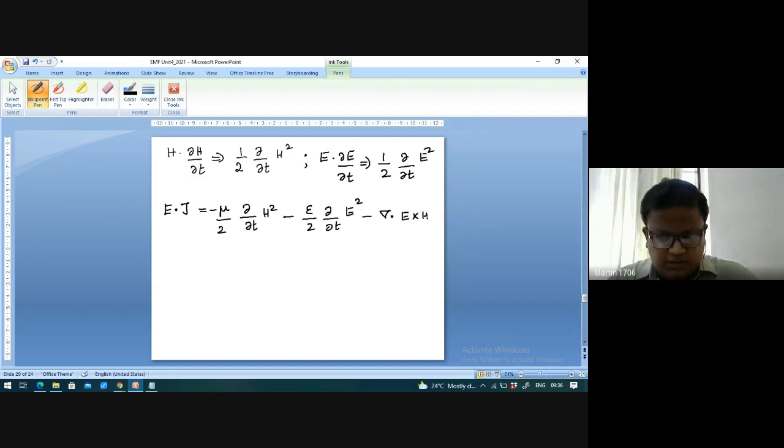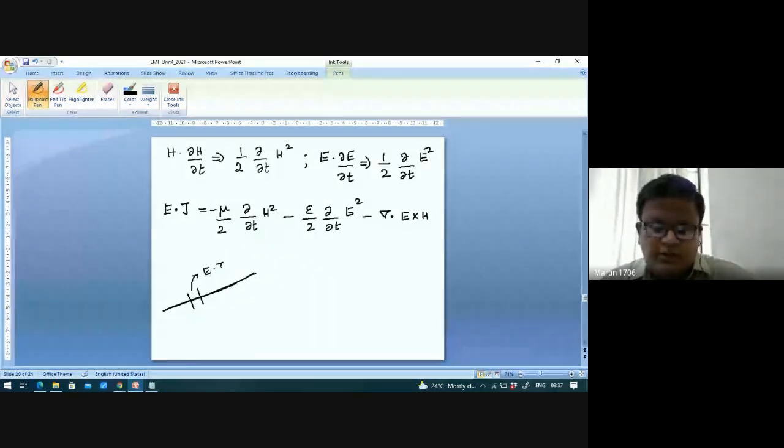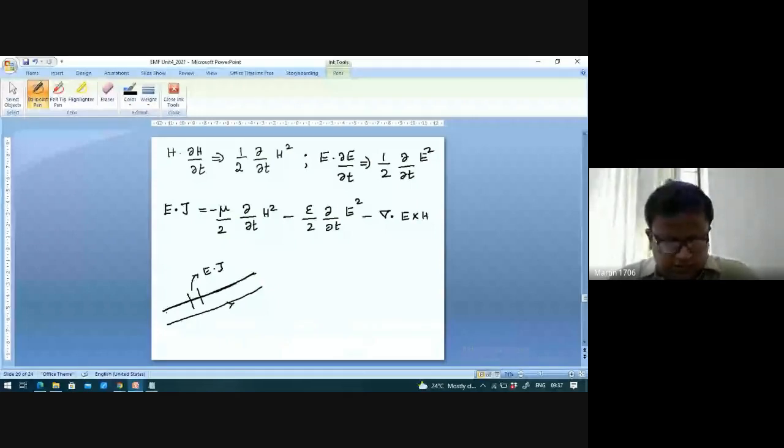Please see, this is for one small point. If I consider one big conducting medium, for this small point I get E dot J. But I want the total current flowing through this conductor, for the entire volume. Then I have to integrate, so that I can know the total Poynting vector for this conducting element.